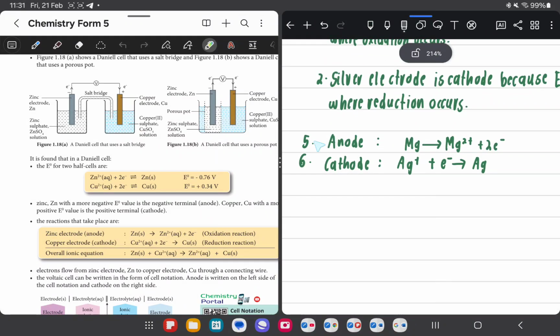So your third and fourth points would be your half equations. Third is the half equation for anode, fourth is your half equation for cathode. It doesn't matter if you do cathode first, anode is up to you. I just swapped it, that's why I wrote anode first.